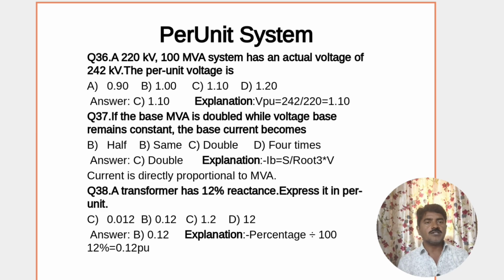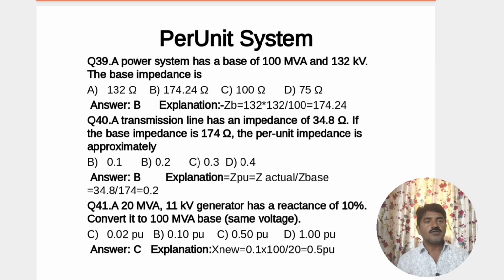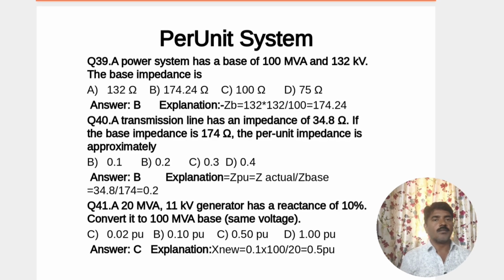38. A transformer has 12% reactance. It is expressed in per unit. Per unit is equal to the percentage divided by 100. So 12 by 100, that is equal to 0.12. Here B is the answer. 39. A power system has a base of 100 MVA and 132 kV. Base impedance is equal to V square by SB. That is 132 whole square divided by 100. So answer is 174.24. Here B is the answer.